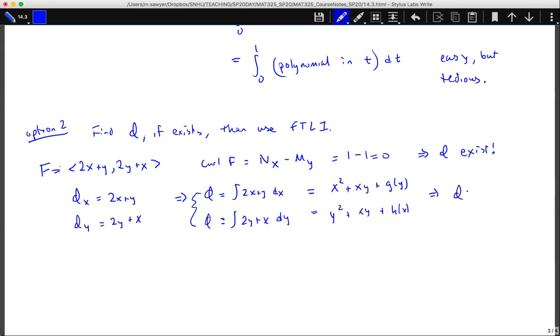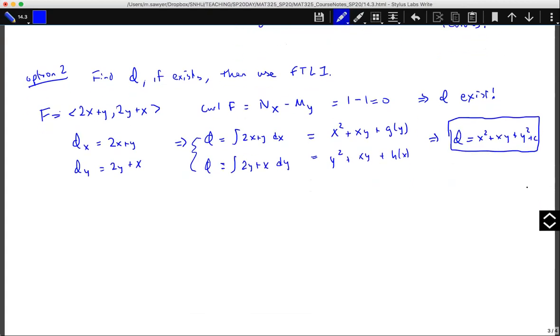And as we've done this problem before, we see that phi is equal to x squared plus xy plus y squared, plus some integration constant. We can tack on our plus c here. So we have phi existing. So since phi exists, that means our vector field is conservative. So F is conservative.